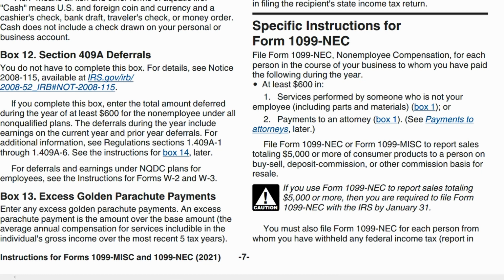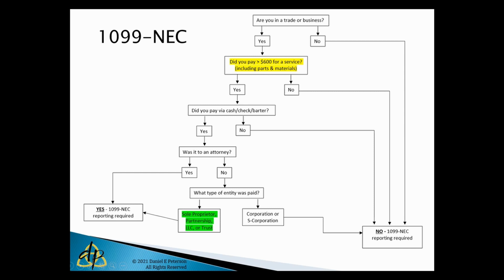So beyond the 1099 miscellaneous, you have a 1099 NEC. That stands for non-employee compensation. Basically, it's when you pay somebody more than $600 for services, you have to determine whether you're required to send a 1099 or not. So the 1099 NEC instructions start on page 7 of the instruction manual and essentially walk you through what those requirements are. What we've done is taken those instructions and put them into a flowchart, if you will, to help you determine whether or not you need to issue a 1099 to that person.